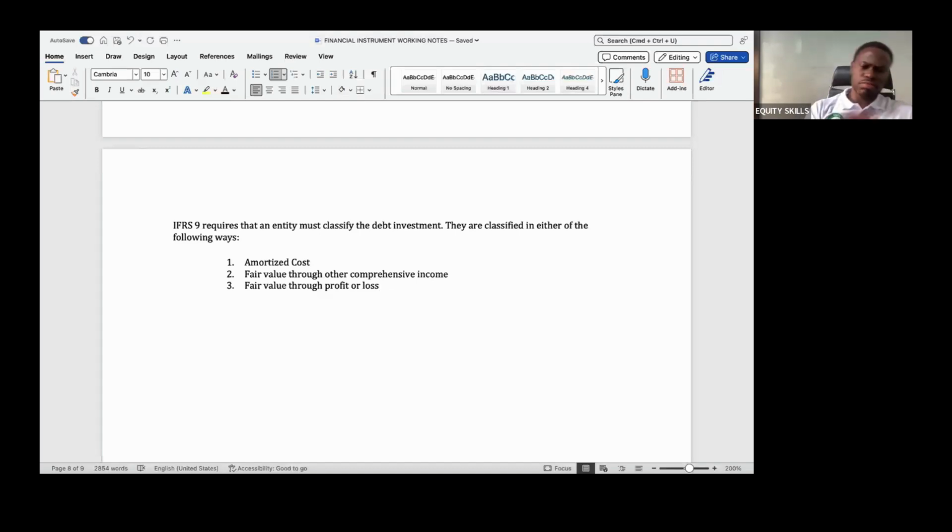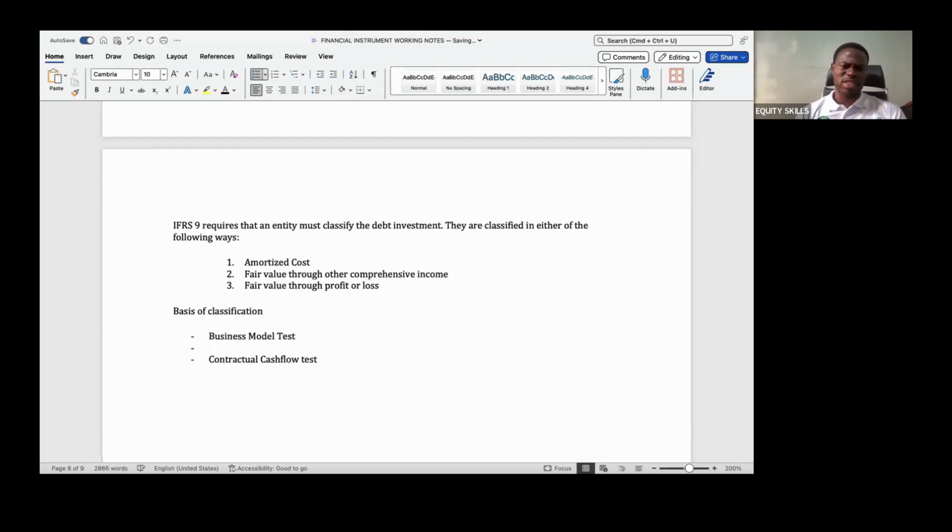So how would you know how to classify it? Then that takes us to the basis of classification. The basis of classification is based on two tests. We look at the business model test and the contractual cash flow test. These two can help you know how you classify a debt investment.